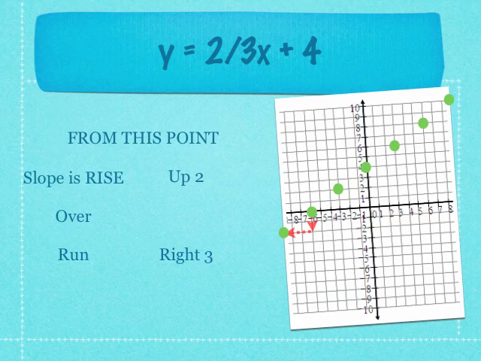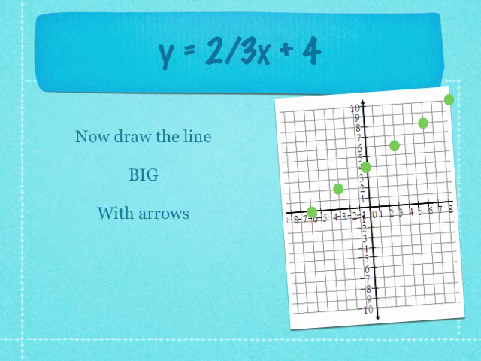Ding. Okay, so now these are not all of the points on the line. They're just some of the points on the line. And we're going to draw the line with some big arrows on the end.